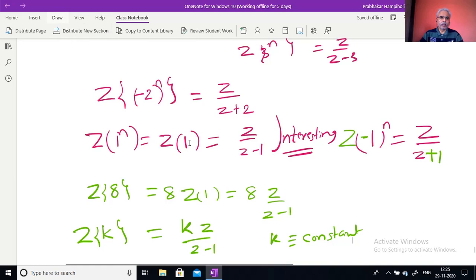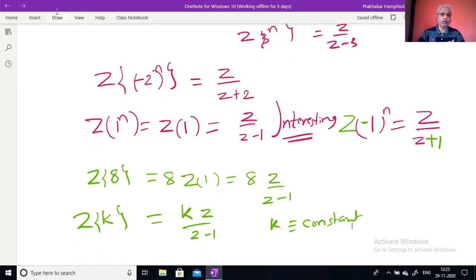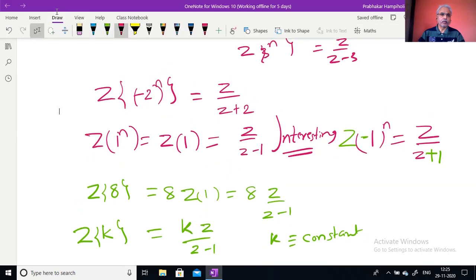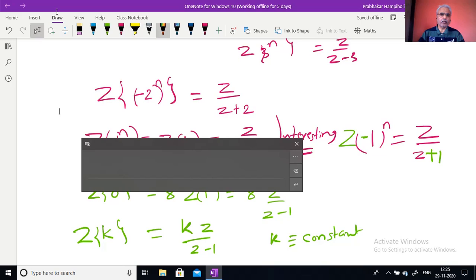For example, if at all you want to take these things as fractions, what happens is, let me choose black from this.